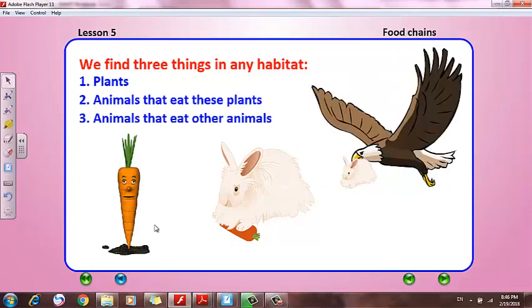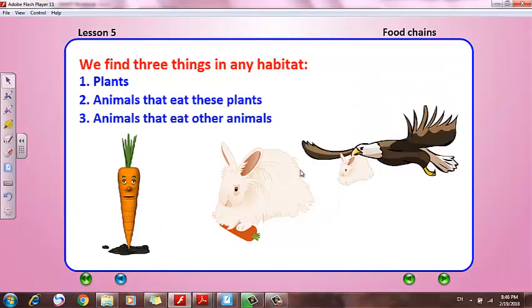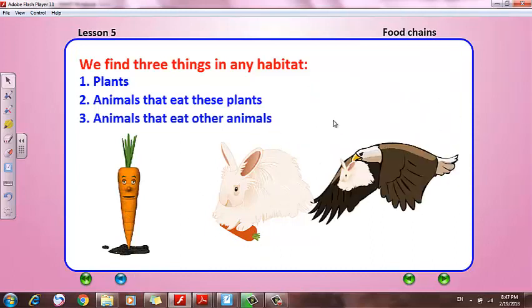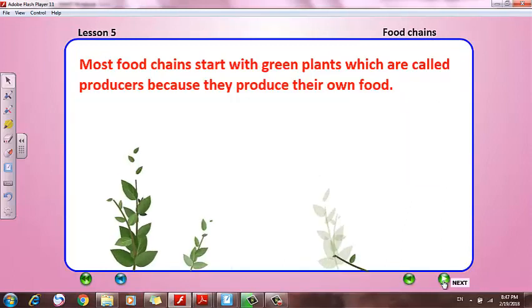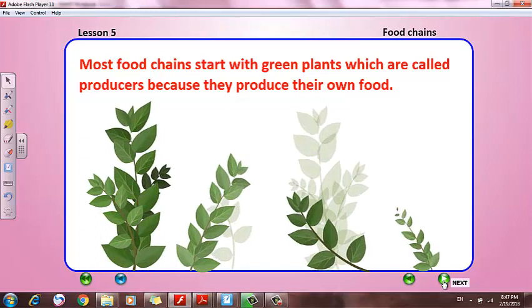Carrot, which is a plant, makes its own food, is eaten by a rabbit, which is a herbivore animal, and the eagle eats the rabbit. Most food chains start with green plants, which are called producers, because they produce their own food. Exactly. Most food chains start with the plant.